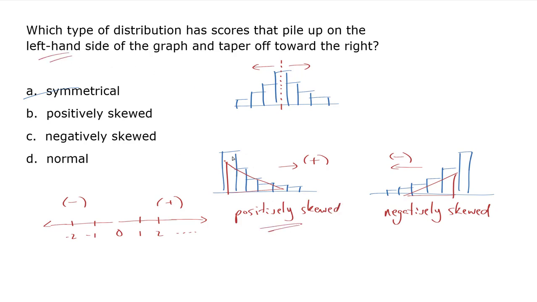It's piled up on the left-hand side, so it's piled up high here, and it tapers off down here. They're describing a positively skewed distribution, so the answer is B.